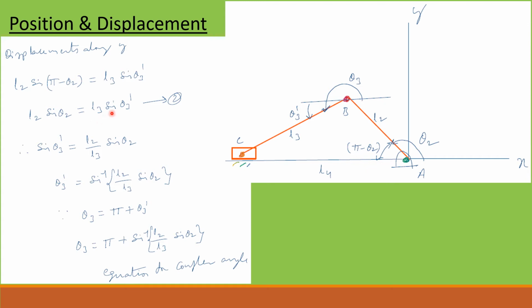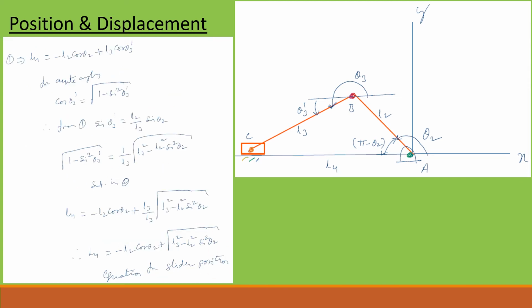From this we can again write sine theta 3 prime equal to L2 by L3 sine theta 2. So theta 3 prime can be written as sine inverse of L2 by L3 sine theta 2. We know that theta 3 equal to pi plus theta 3 prime. So we get theta 3 equal to pi plus sine inverse of L2 by L3 sine theta 2. This is the equation for coupler angle.